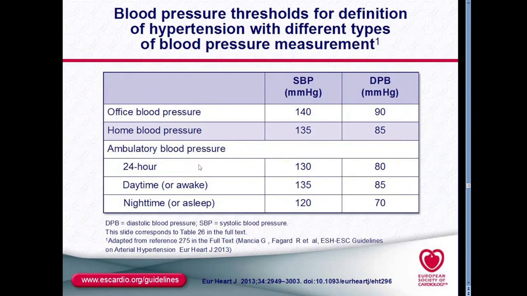The next, blood pressure control. These are the thresholds for office blood pressure, for home blood pressure measurement, and ambulatory blood pressure monitoring for 24 hours, 130 and 80. And you see here the levels for daytime and nighttime. But at last, the upper border of normal in any case is 140 for systolic and 90 for diastolic blood pressure.